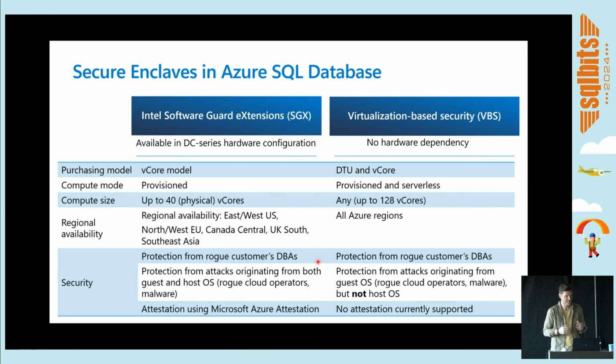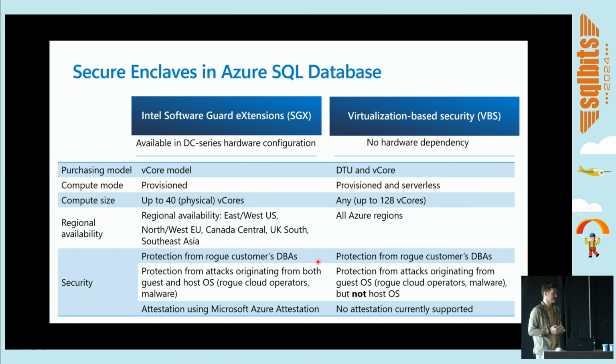Now, where's the difference between the two? When should you choose Intel SGX, or when do you want to choose VBS, virtualization-based enclaves? The encryption is exactly the same, but VBS enclaves do not protect you from attacks from the host OS, which means, maybe bluntly said, if you do not trust Microsoft, don't use VBS enclaves.